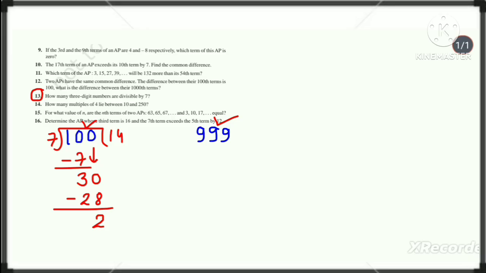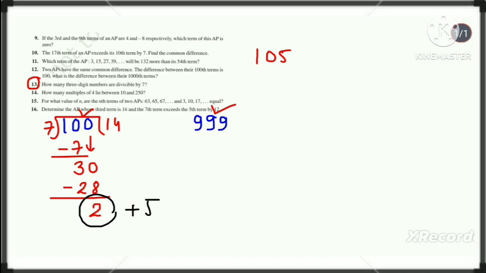But if here in place of 2 there were 7, it would be divided by 7. So to make 2 into 7, we have to add 5. It means when we add 5 to 100, then it will be divisible by 7. So after adding 5 to 100, we obtain a new number, that is 105, which is divisible by 7.